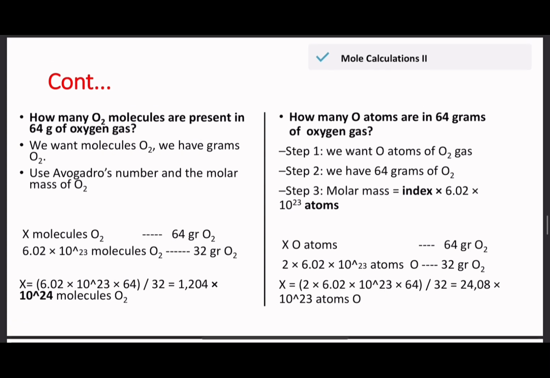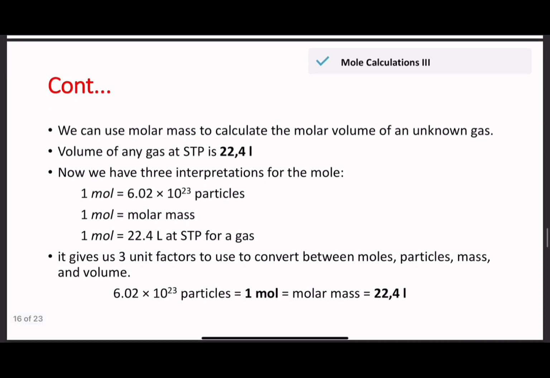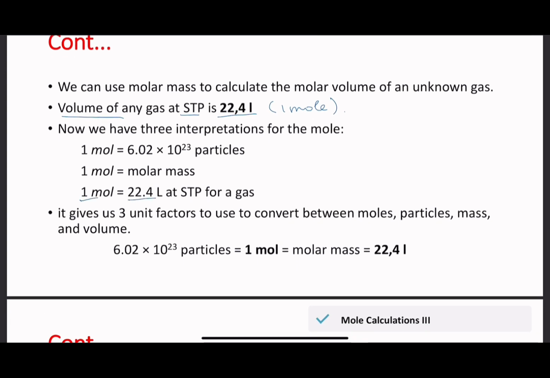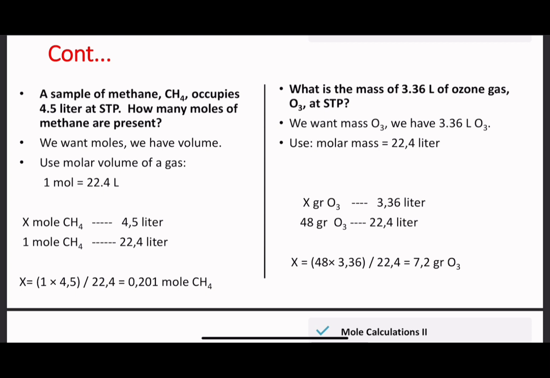And we have similar questions over here, but I'm gonna go over the gas one. So I told you that the volume of any gas at STP would be 22.4 liter, but it is for 1 mole of that gas. So 1 mole would be 22.4 liter at STP for any gas. Let's continue with the question. You're given 4.5 liter at STP, how many moles is that?